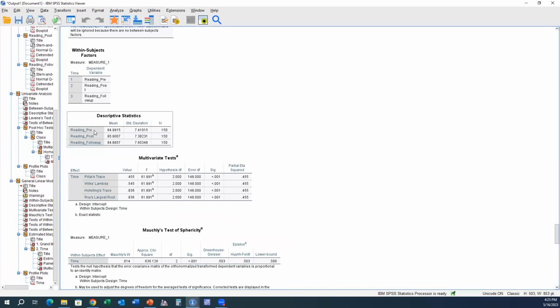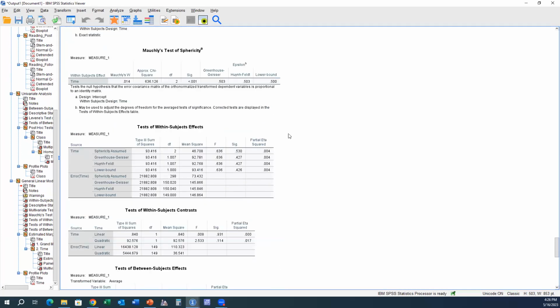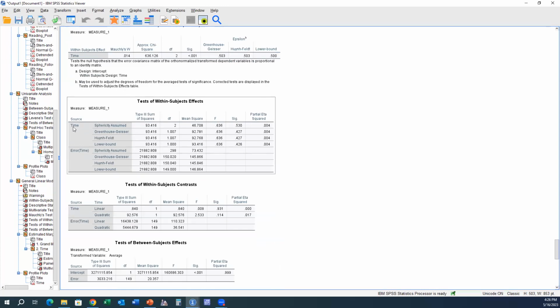So at the top, you can see reading pre, reading post, reading follow-up. The sample size is the same across, meaning all 150 students did the pre, post, follow-up. You can see the scores right here. Then if you scroll down a bit, this is probably the most important table, tests of within subjects effects. Before it was between subject effects when we had class, but within subjects means over time, essentially.